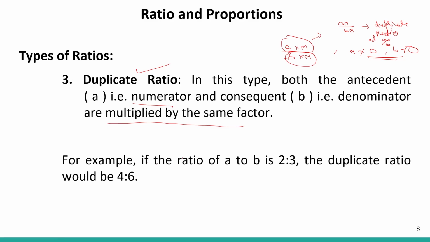So for example, the ratio of A to B is 2 by 3. Let A is to B be equal to 2 by 3. Then let's say I take M equal to 2. So A into 2 by B into 2, that is equal to 2 into 2 by 3 into 2, that is equal to 4 by 6. So we will say 4 by 6 is the duplicate ratio of 2 by 3.